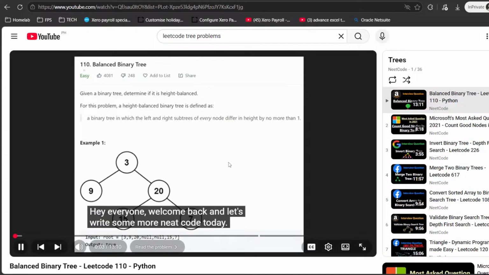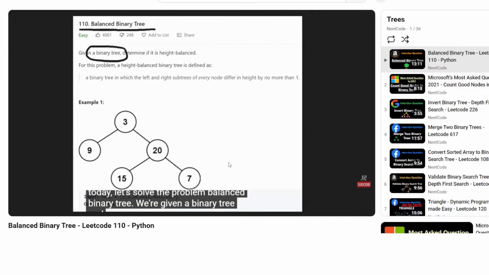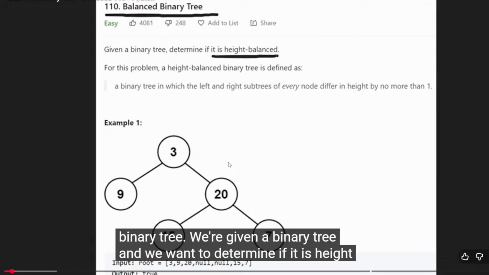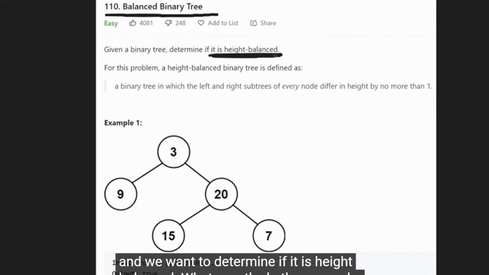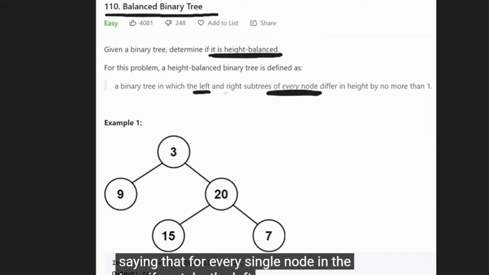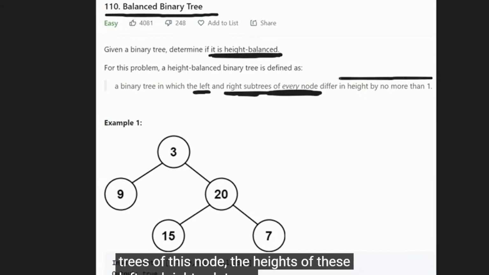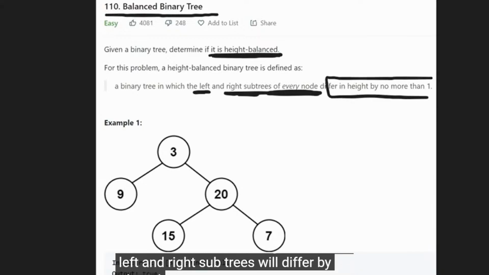Hey everyone, welcome back, and let's write some more leetcode today. So today let's solve the problem balanced binary tree. We're given a binary tree and we want to determine if it is height balanced. What exactly do they mean by height balanced? Well, it's defined by saying that for every single node in the tree, if we take the left and right subtrees of this node, the heights of these left and right subtrees will differ by at most 1.